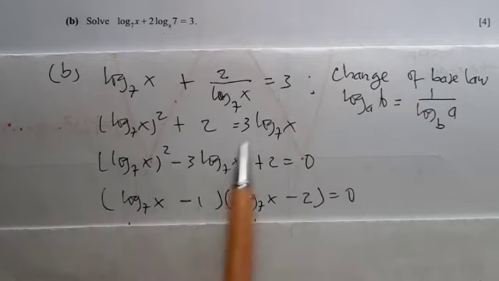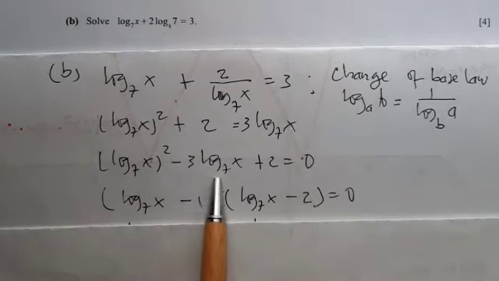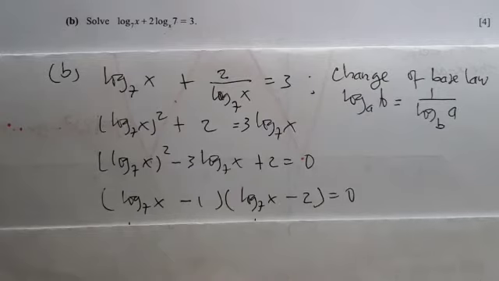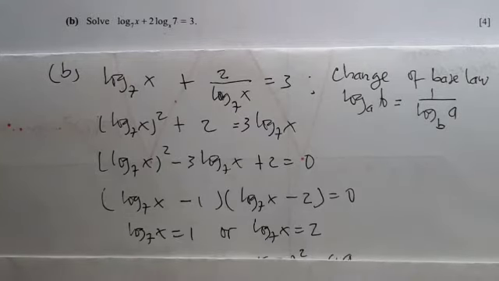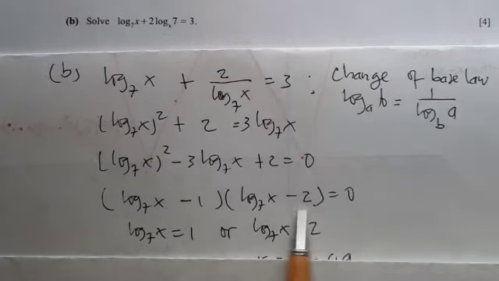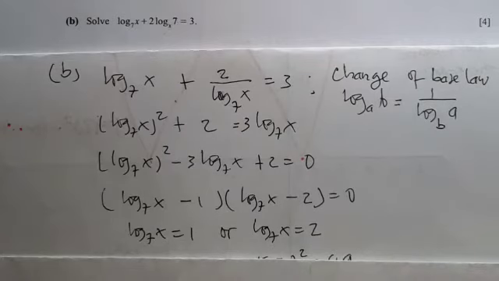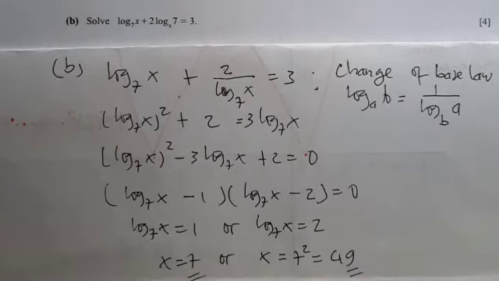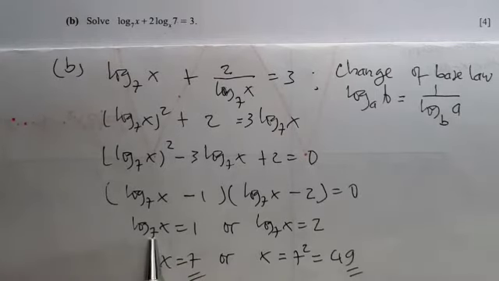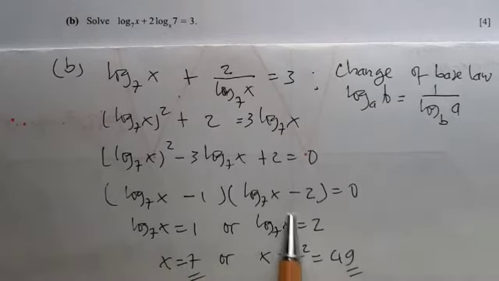And then (log base 7 of x) squared, shift to the left, minus 3 log base 7 of x plus 2 equals 0. Factorization: (log base 7 of x minus 1) times (log base 7 of x minus 2) equals 0. So log base 7 of x equals 1, or log base 7 of x equals 2. Following the definition of logarithm, x equals 7 to the power 1, that is 7, or x is 7 to the power 2, that is 49.